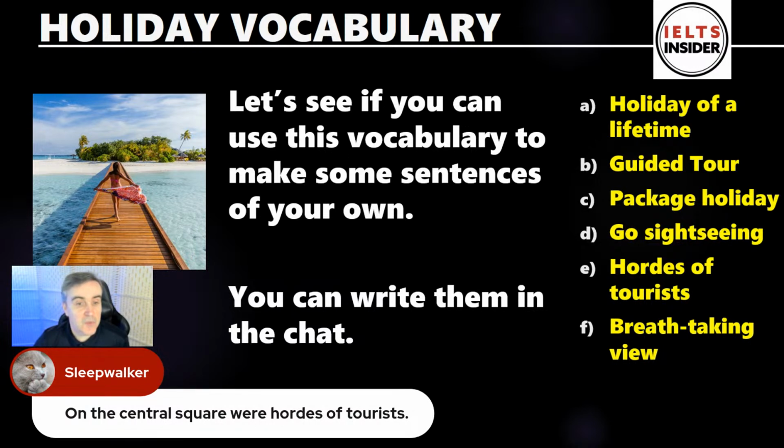On the central square, so here we just add "in": there were hordes of tourists. But yeah, so usually any kind of city center square, like Times Square in New York, and we've got Trafalgar Square in London, hordes of tourists will go there.